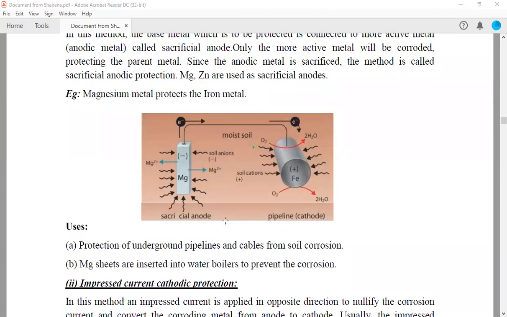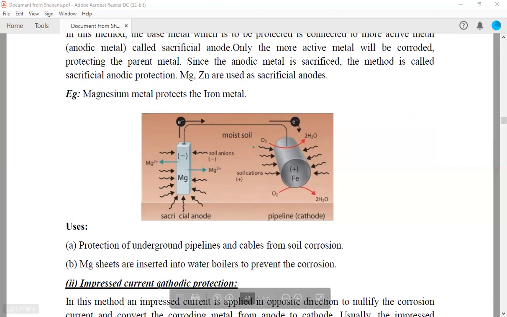Coming to the uses of the sacrificial anodic method, it is used to protect underground pipelines and cables from soil erosion. By referring to the electrochemical series, small pieces of anodic metal are attached to the base metal. The anodic metal undergoes corrosion and it is replaced from time to time.